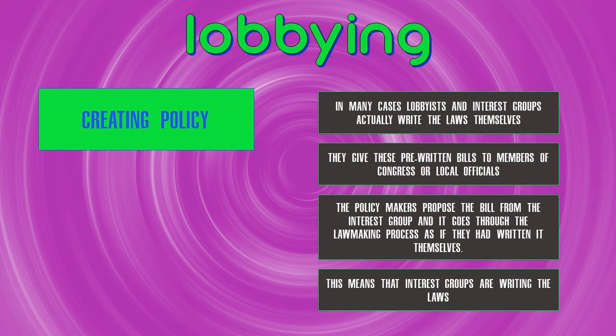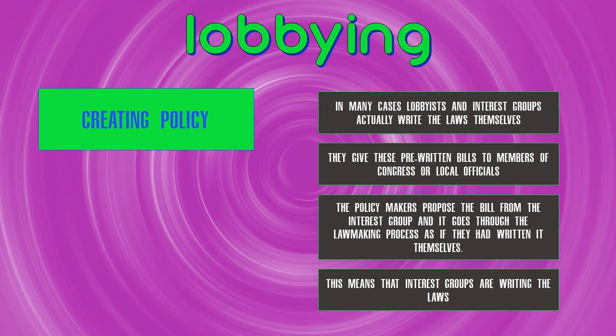Here's a dirty little secret of American government. In a lot of cases, instead of giving the lawmakers advice or special information, the lobbyists are actually just writing the laws themselves. They are giving pre-written laws to members of Congress and to local governments. And they're trying to convince those policymakers that these laws are what the people want. And so the policymakers then propose the bills that are written by the interest groups. They go through the regular lawmaking process, just like Congress is supposed to do.